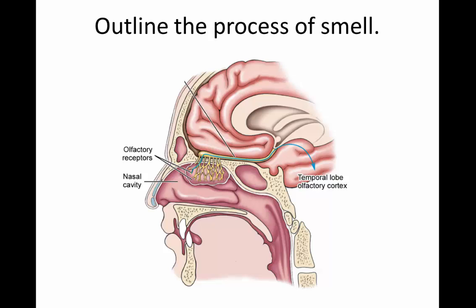And here are the olfactory receptors. Again, these respond to the chemicals that you breathe into your nasal cavity. And then here we have the olfactory nerve. We've looked at the nerves previously, and so this is cranial nerve 1, the olfactory nerve. It brings the action potential back along the neurons within it from the olfactory receptors to the temporal lobe, where you find the olfactory cortex.